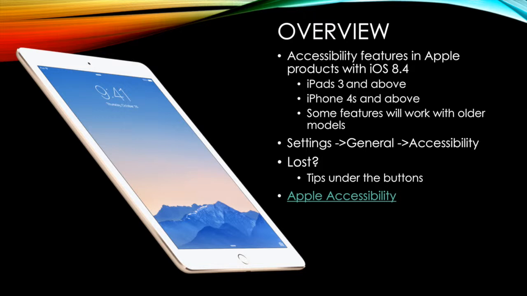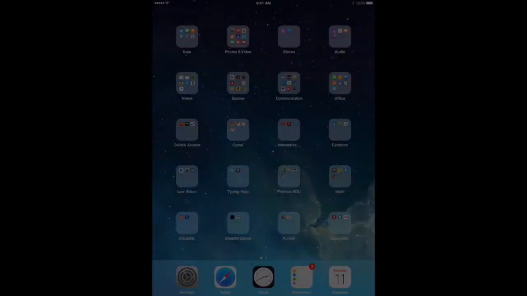To find all of the features, tap the Settings app, tap General, and then Accessibility. If you are ever lost or confused, there are hints under the on-off switch for some of the features, and you can always visit apple.com/accessibility. I will now show you how to access these features. After each section I present, I will show you the feature on the iPad. Feel free to follow along, but do not turn on anything till we review it. It is possible to get stuck in features, which can cause some frustration.